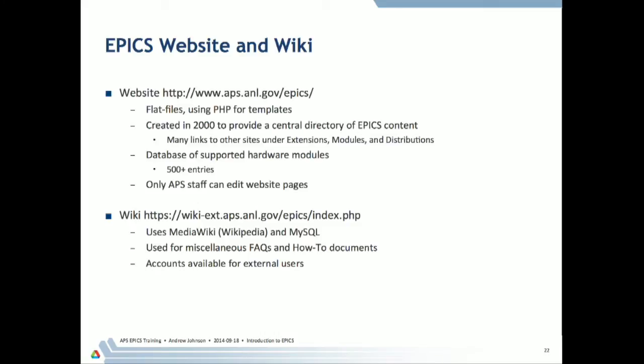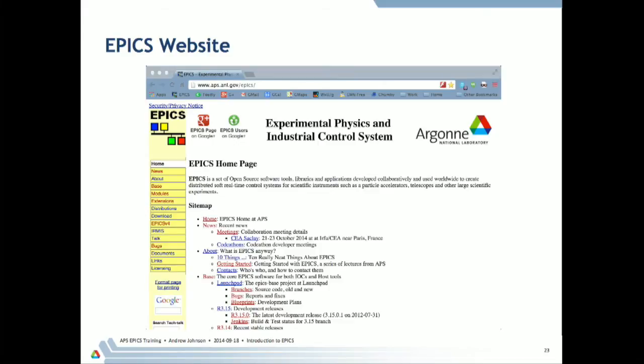So we also have a wiki, linked from the main site, using MediaWiki, and that has miscellaneous frequently asked questions documents and how-tos and those kinds of things. I do make accounts for that available to anybody in the community who asks, so I can get other people to put things up there if they want. So this is what the website looks like today. It's a little bit clunky, but it works, and I don't have time to improve it at this point.